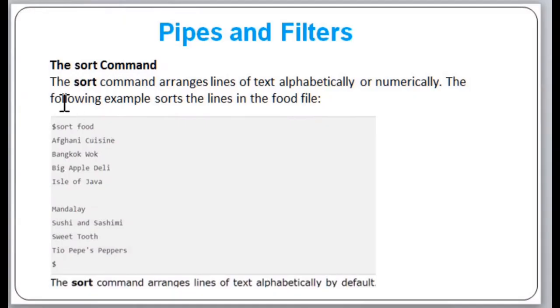So the sort command arranges lines of text alphabetically or numerically. The following example sorts the lines in the food file. So we do sort food. And you can see here this is in alphabetical order: Afghani, Bangkok, Big, Isle, Mandalay, Sushi, Sweet, Tio, okay? So this is the contents of that food file. It may not necessarily be in this order, but since we use sort, it is sorting it in alphabetical order based off the first letter, okay?